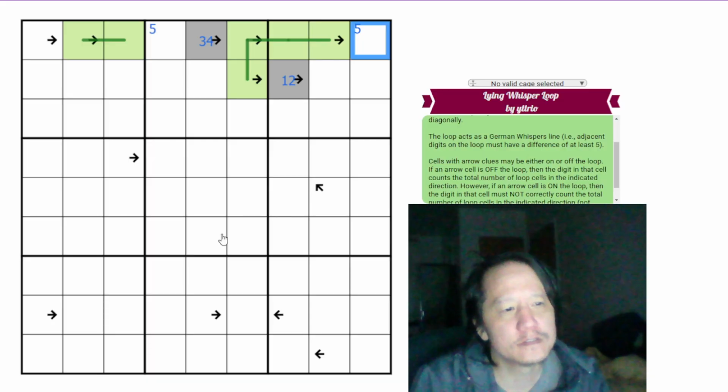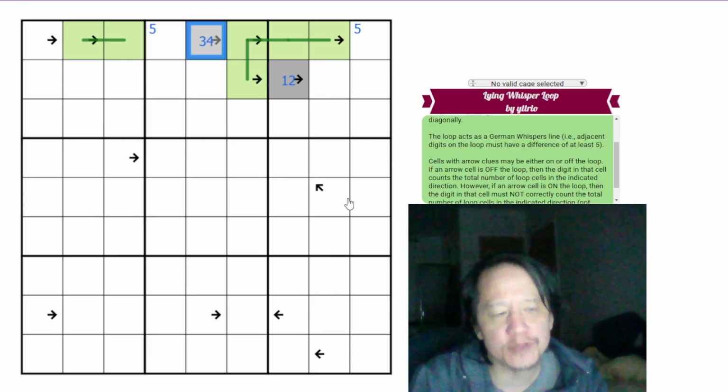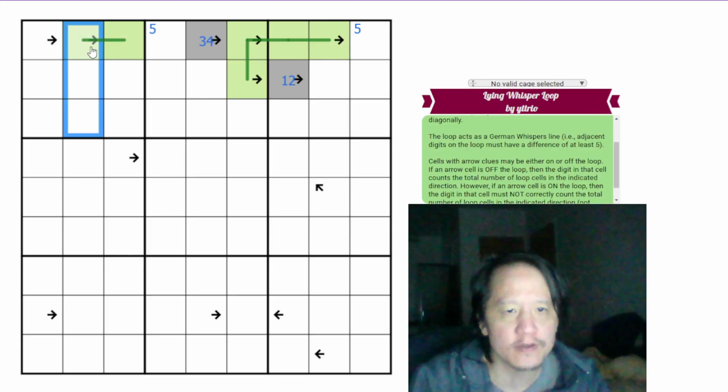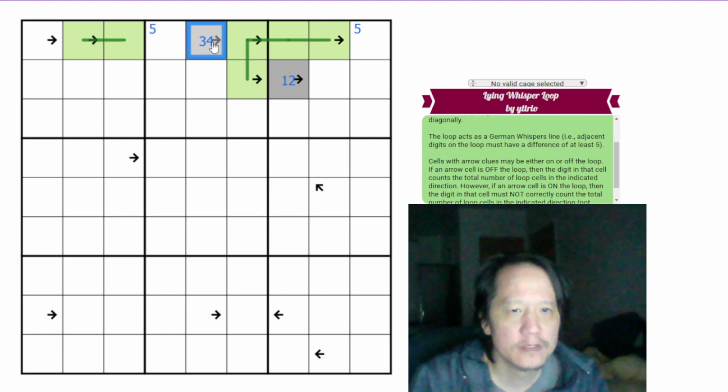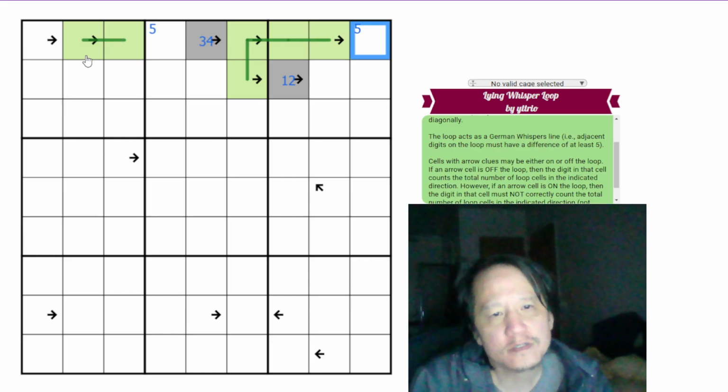Where can the 4 and the 6 be? So this could be 6, if this is not 1 and you have this, and then this would go up, and then this would be 3, and then this would be 5. But the problem is, okay, so let's try and go that way.